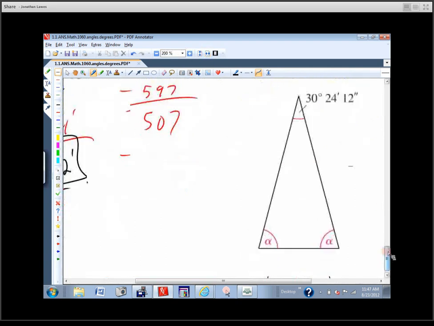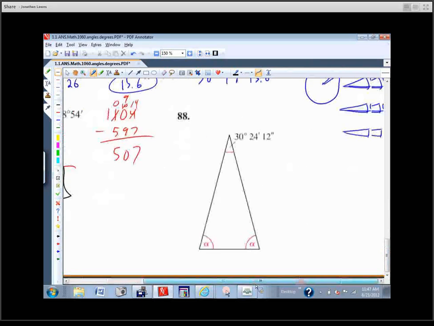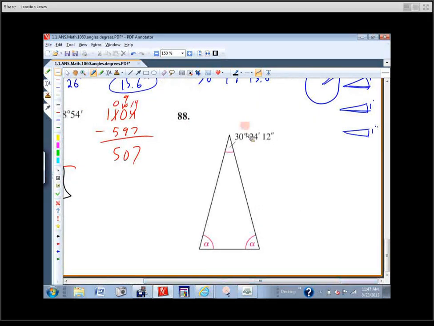So this is problem number 88, and I believe this is on your assignment. This problem is only made difficult by one thing, the fact that this measurement has all three, degrees, minutes, and seconds in it. If the problem had been this, and this was 40, and it said, hey, tell me what the measure of these two base angles is.